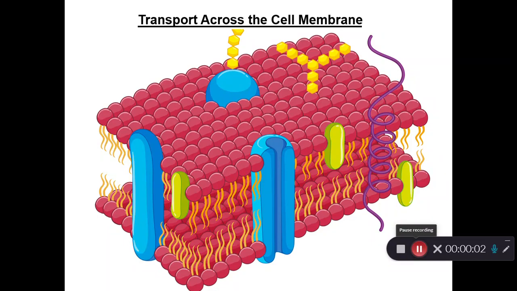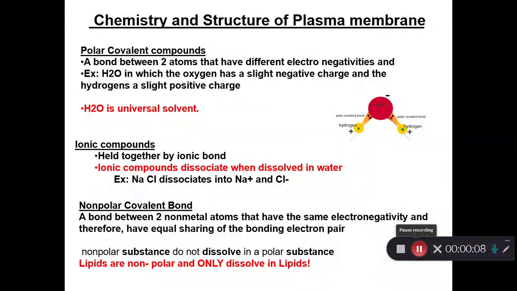Hello everyone. Now let's talk about the transport across the cell membrane. Let's first review some chemistry basics. Remember that we have three types of bonds.